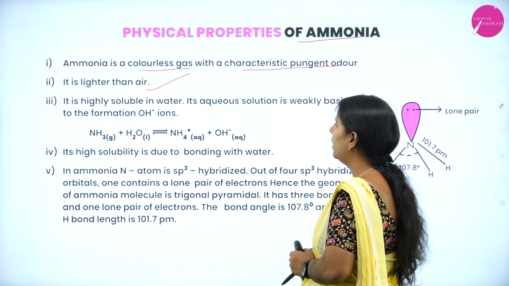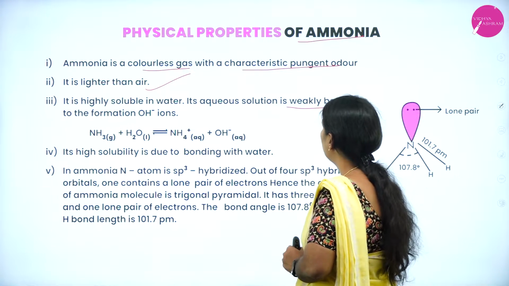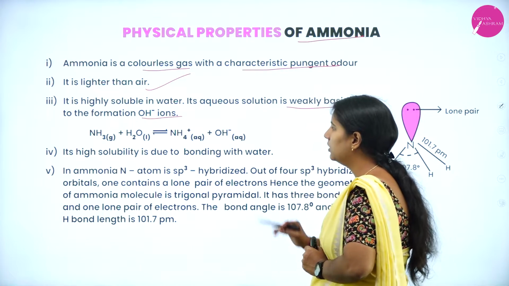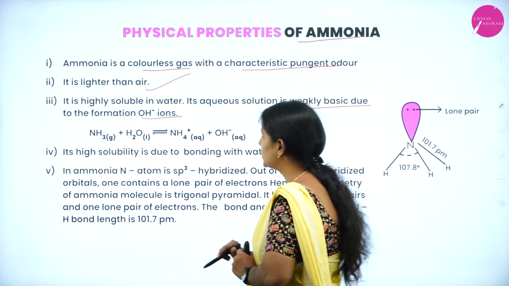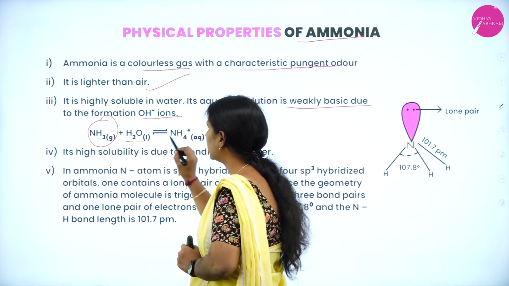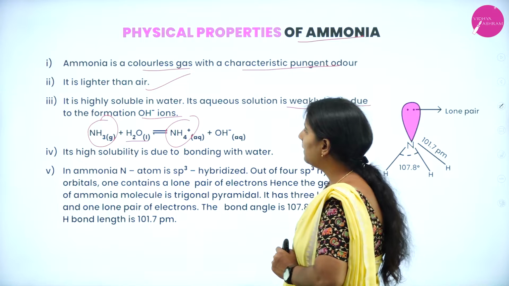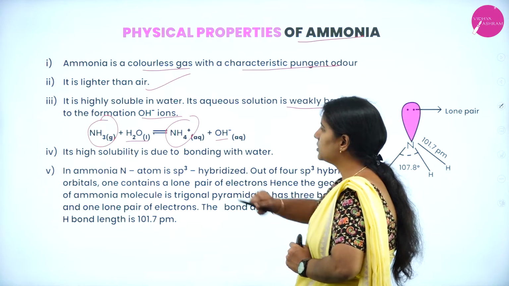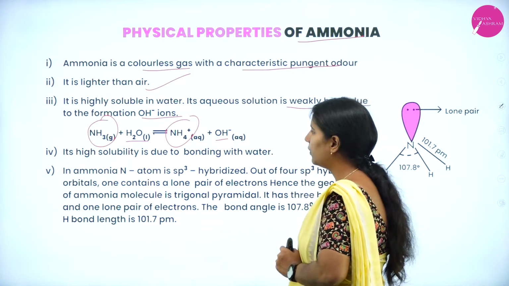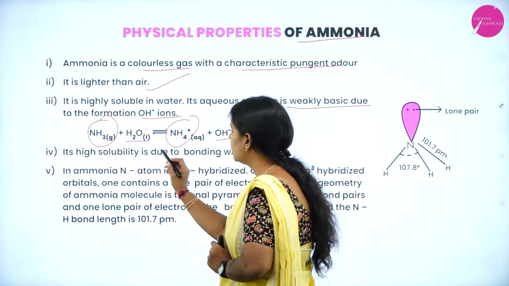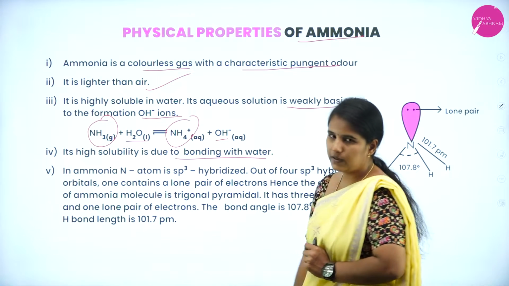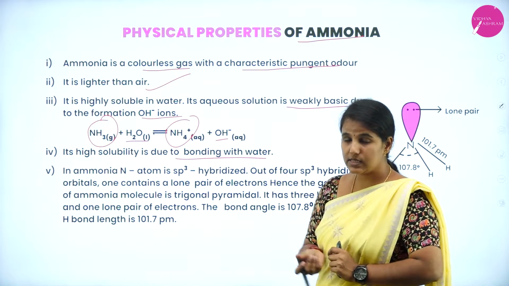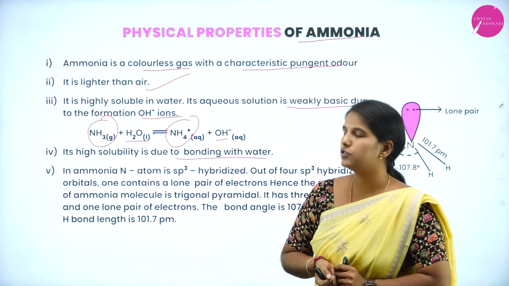It is highly soluble in water, and the aqueous solution is weakly basic due to the formation of OH minus ion, where I'm going to show a reaction. If you dissolve ammonia in water, it forms NH4 plus ion with OH minus ion. This is usually basic in nature. The high solubility is due to the formation of bonding with water molecules. So that is why when you dissolve ammonia, it easily dissolves in water due to the formation of hydrogen bonding.